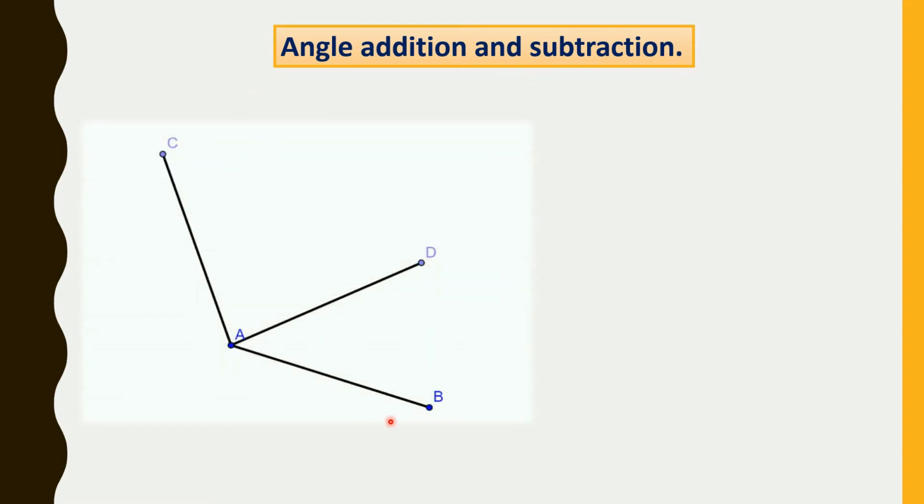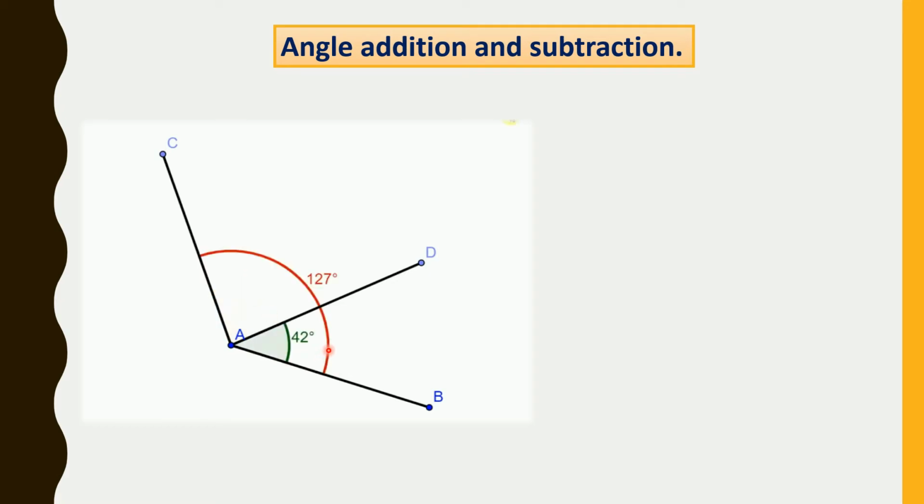Observe this figure. In this figure we can name three angles: angle BAD and DAC, that are adjacent, and the third angle BAC that is equal to the sum of these two angles. In case they gave us the measure of this green angle and this orange angle, to find the measure of BAC, we add both angles.